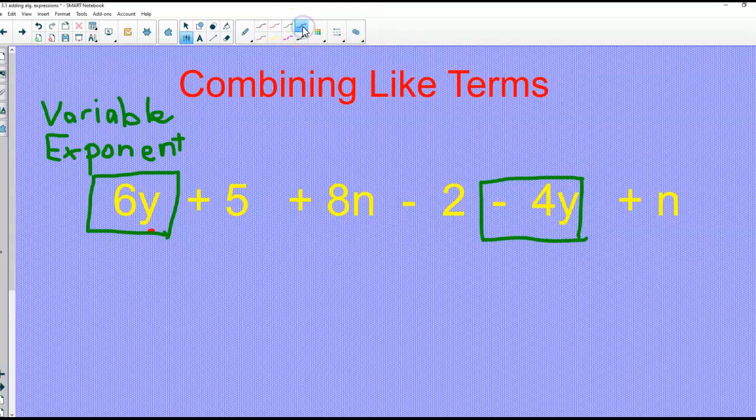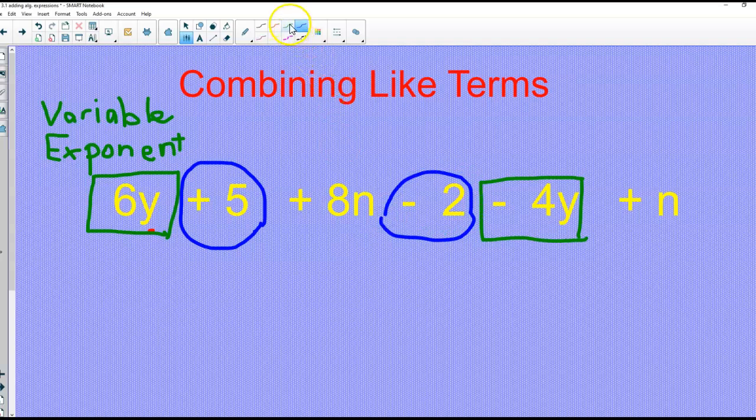Okay, so now I'm looking for more like terms, and I see my next in line is a constant. So I'm looking for another constant, and I see one right here. So we're going to mark both of them with the same color or symbol or whatever you would like to use. I'm going to circle this constant and include the sign to the left, like we said. You'll need that here today, the sign to the left. And the same thing here. Circle this constant and include its sign to the left.